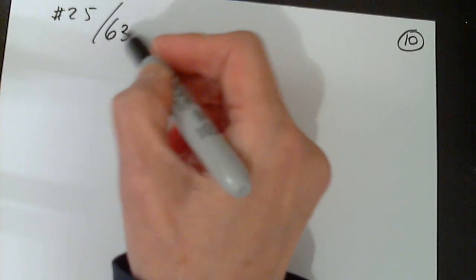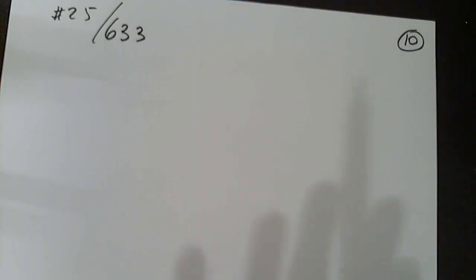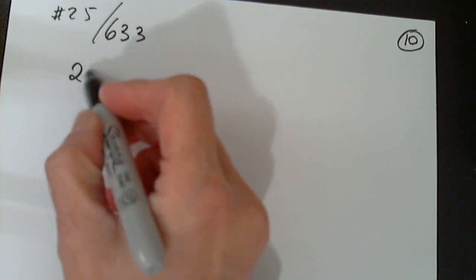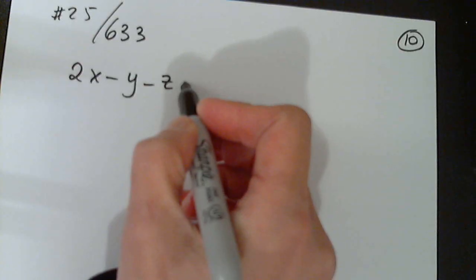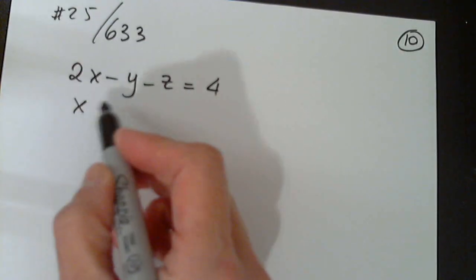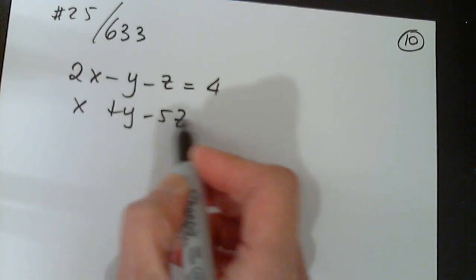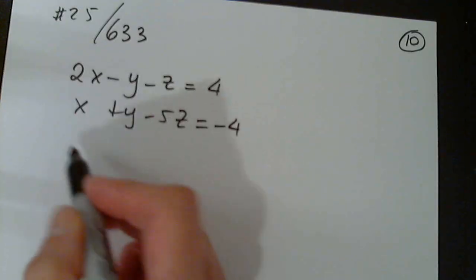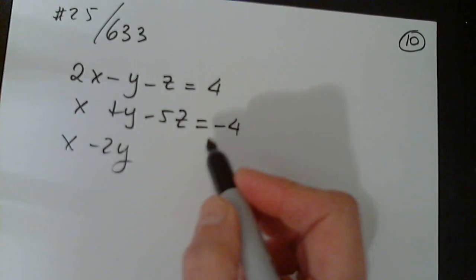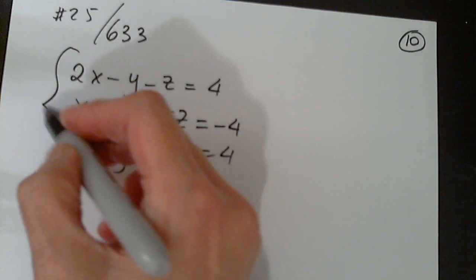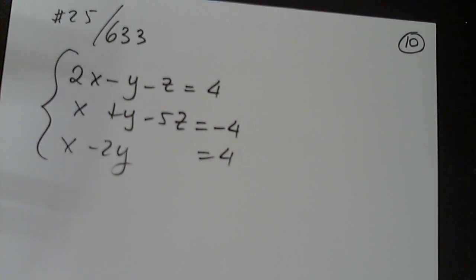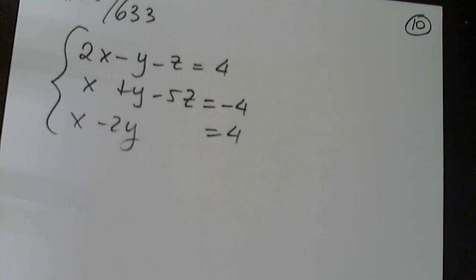Okay, so we're going to try 25, and this is on page 633. I don't know any answers or anything. So 2x minus y minus z equals 4, x plus y minus 5z equals negative 4, and x minus 2y equals 4. I can't promise fractions or not. Hopefully, there is none.